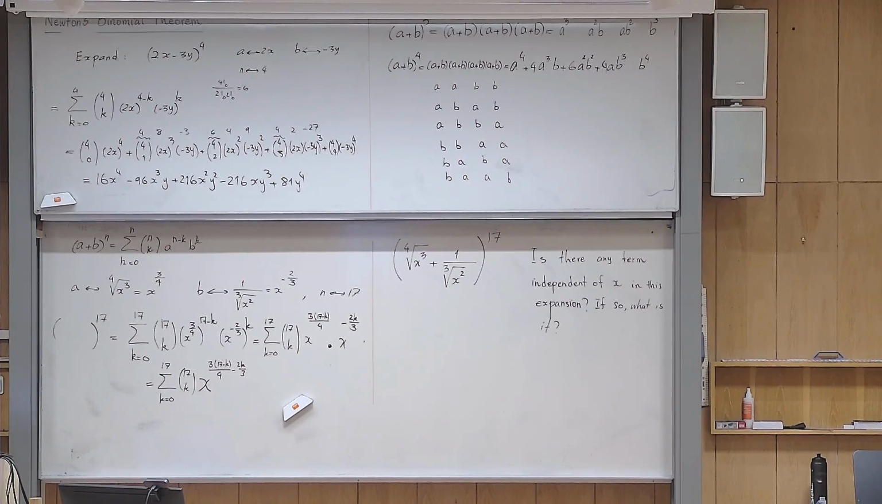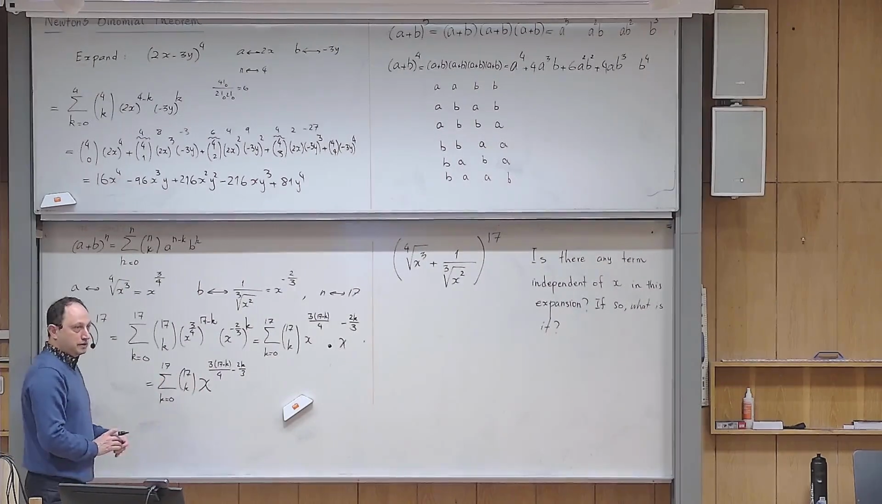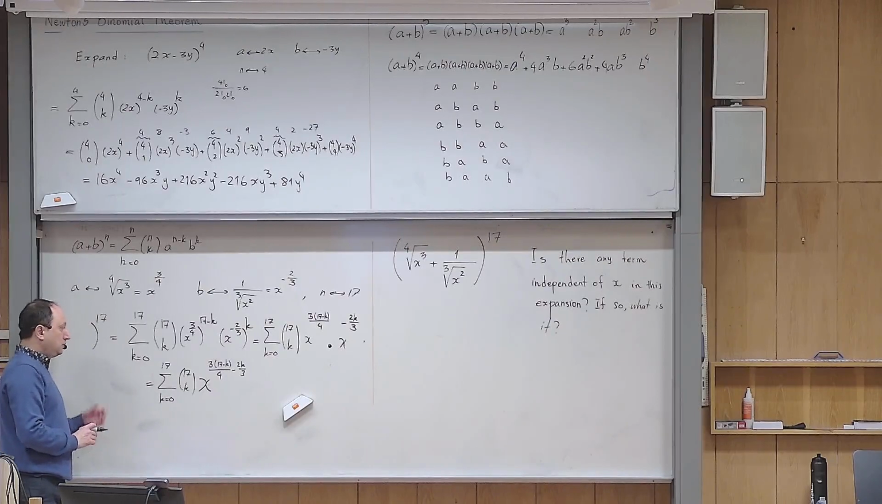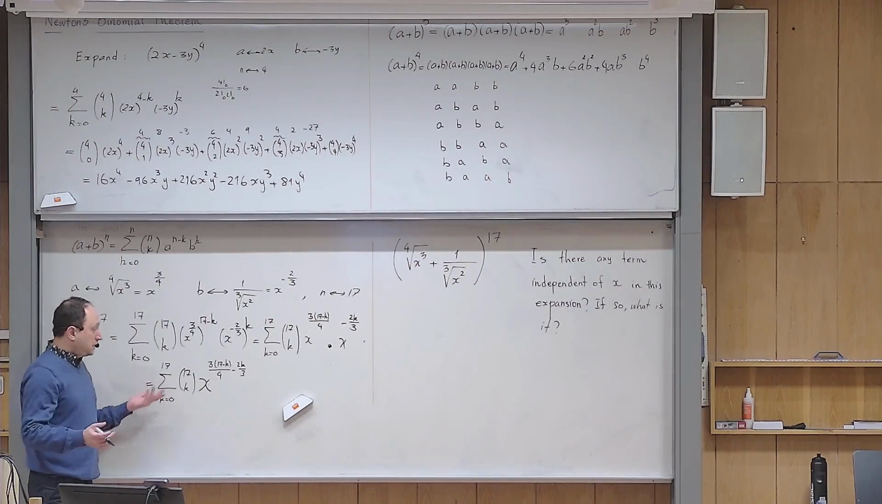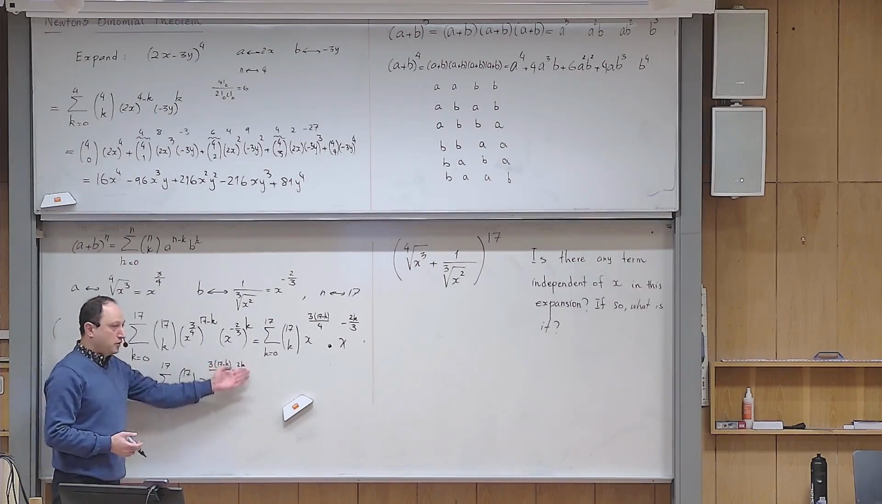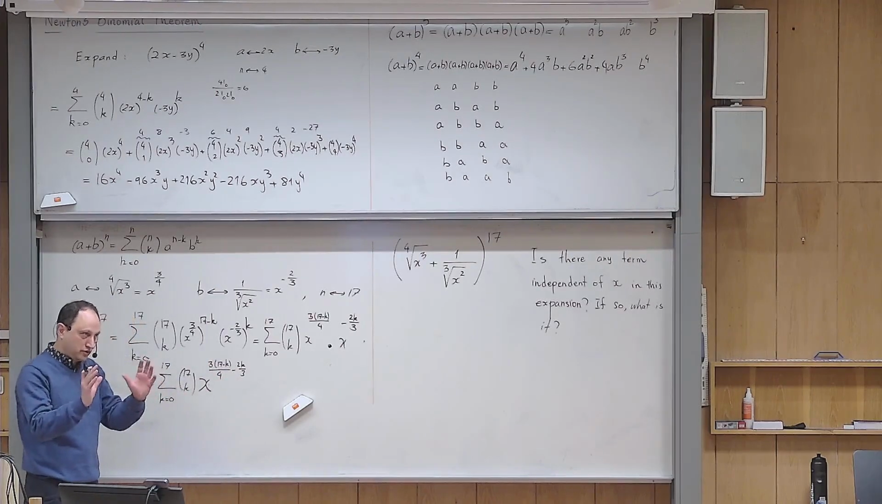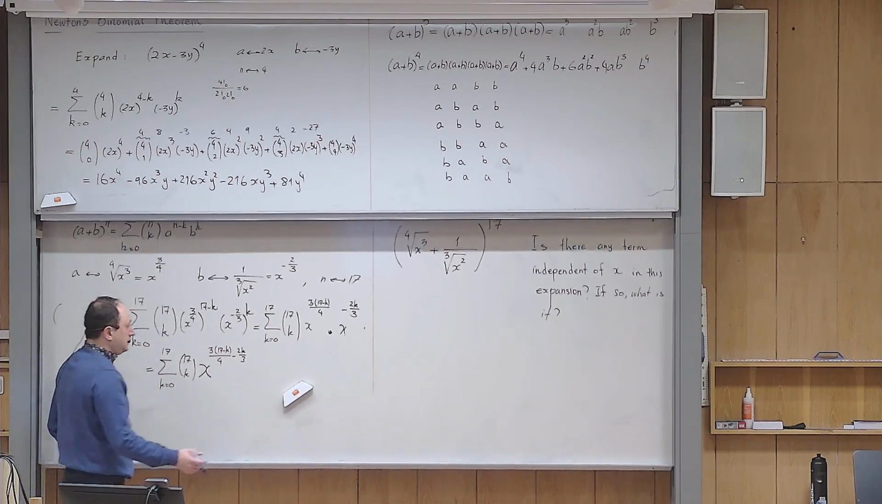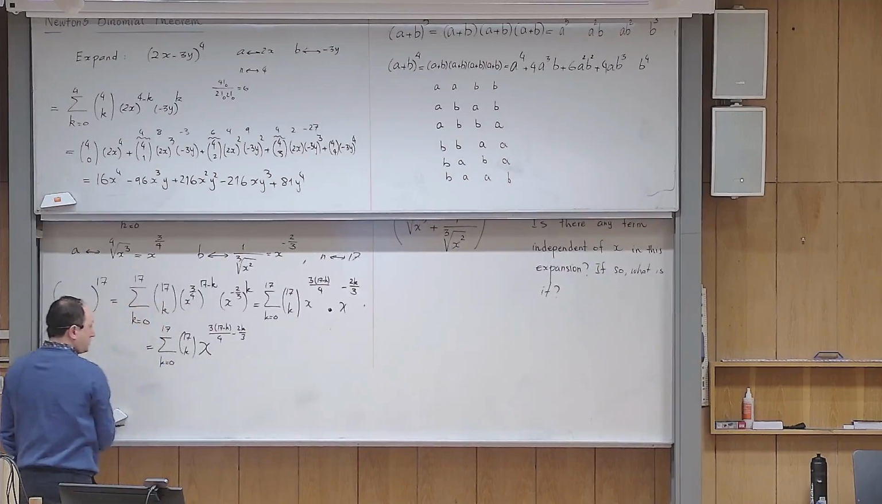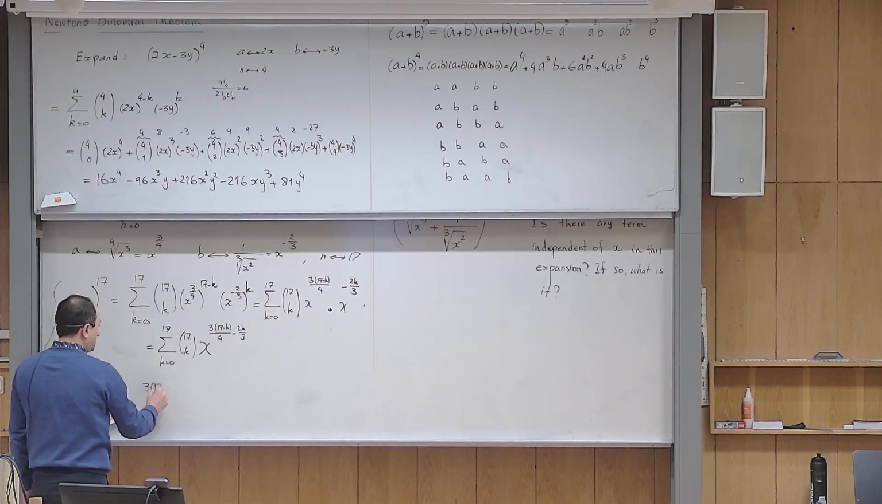But how can I answer the question? I want to answer this question: is there any term in this expansion which is independent of x? When do you think independence of x occurs? Yes, when the exponent is equal to 0. If one exponent is 0, it means that there is no x involved in that particular term. But this is not clear. I have to ask myself, is it possible to have this one be 0?